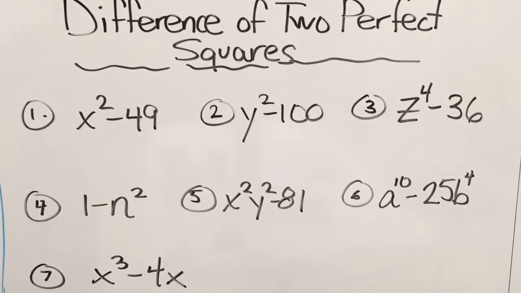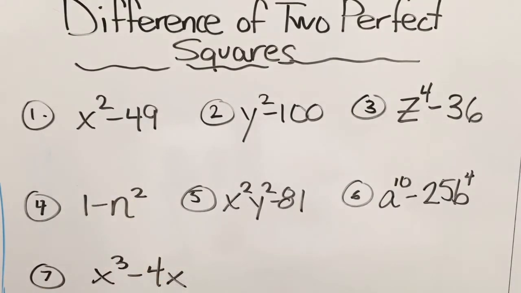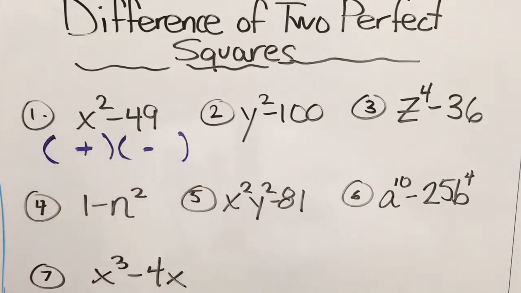We are going to notice that in these problems you have two terms and there's a minus in the middle. That's why this is called the difference of two perfect squares. Here's how you factor these. You put two parentheses, you put a plus, and you put a minus.